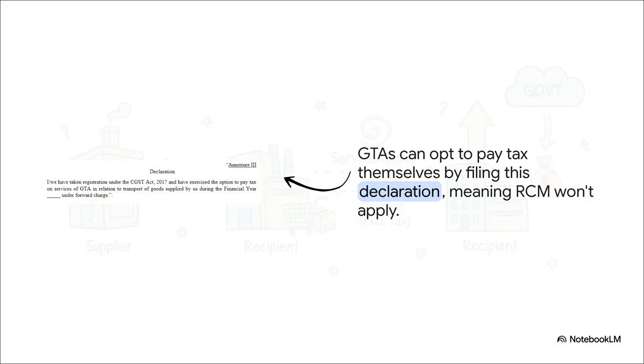But hold on, there's a plot twist, especially when it comes to goods transport agencies. A GTA actually has a choice. They can opt to pay the GST themselves by filing a special declaration. If they do that, they'll charge you a 12% GST on their invoice, and you're totally off the hook for RCM. So the big takeaway here is you've got to ask. Always check with your GTA to see how they're handling their GST.